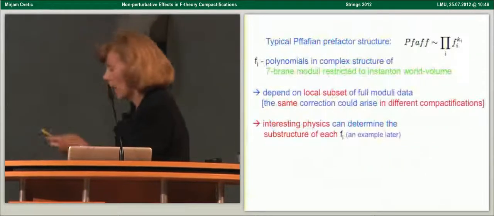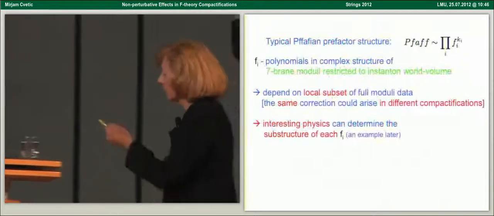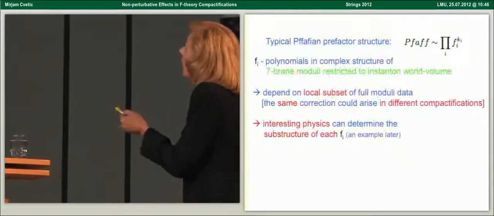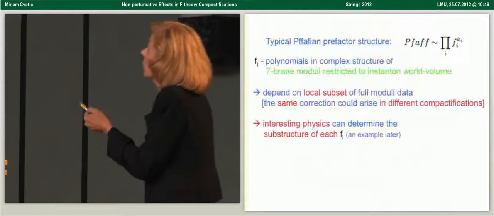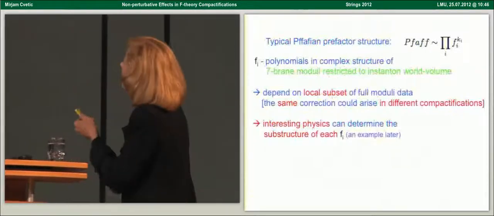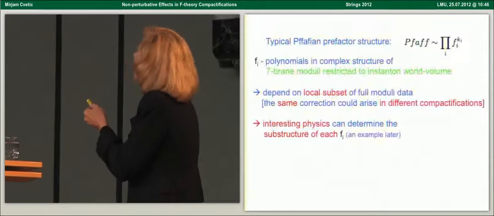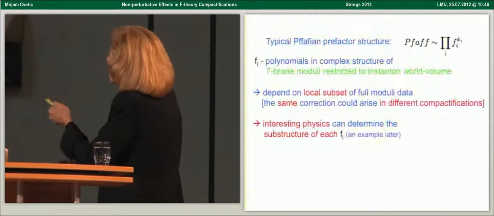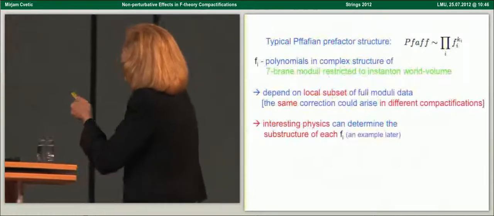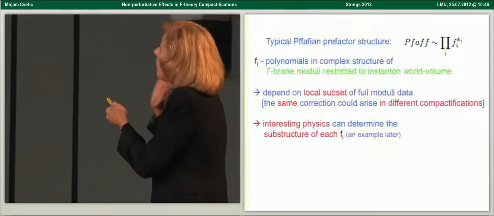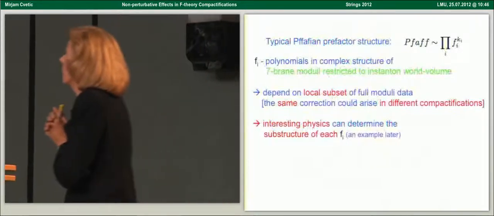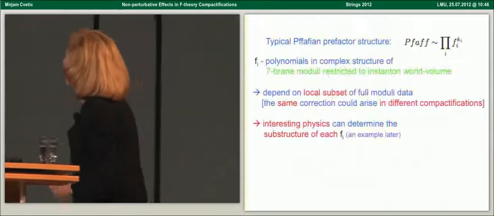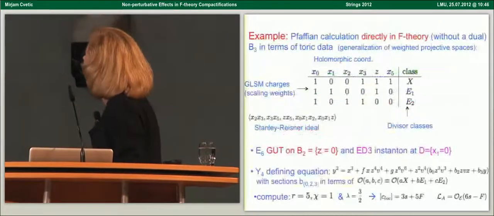So let me show you some of the results. What we expect with this calculation is to get Pfaffian prefactors that have an intriguing structure, namely in terms of polynomials in the complex structure of 7-branes that are restricted to the instanton world volume. There is a local substructure there, and actually the Pfaffian depends only on a subset of the 7-brane moduli, as geometrically expected, those that are associated directly with the intersection of the instanton.